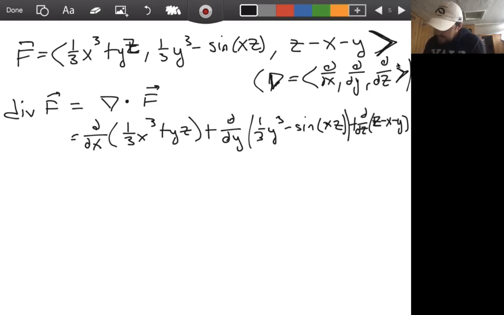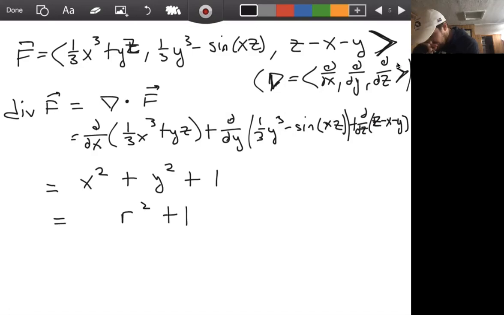Taking the partial derivative of the first piece with respect to x, it looks like we're going to get x squared plus y squared plus 1. Awesome. So now we have the divergence of F, and we've calculated this region E in cylindrical coordinates. So what's the divergence of F in cylindrical coordinates? x squared plus y squared is equal to r squared. So in cylindrical coordinates, the divergence of F is r squared plus 1.